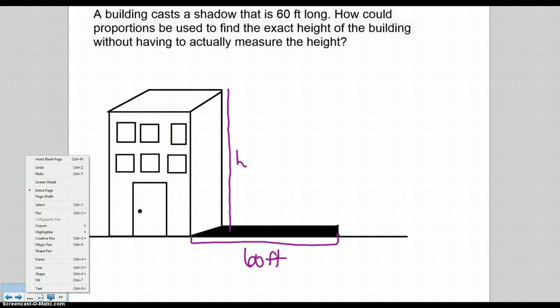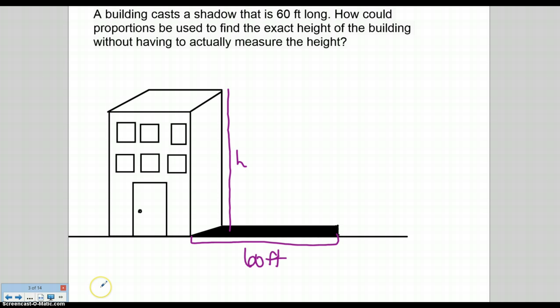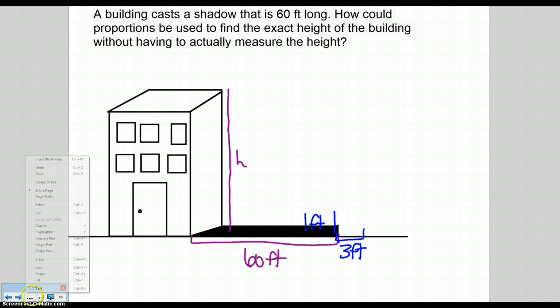But let's say I stick a ruler in the ground that's 1 foot. And the sun is hitting that ruler at the same angle that building is being hit with the sun. So it's going to create kind of a similar path of a shadow. And I notice, okay, my ruler is casting a shadow that is 3 feet long. So I have a building of H height casting a 60-foot shadow, and I have a ruler of 1 foot casting a 3-foot shadow. I could set up a proportion with those numbers.